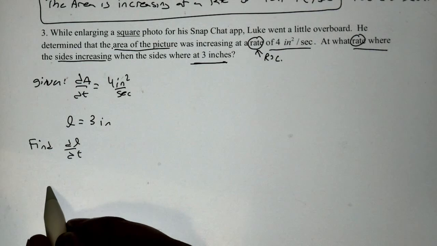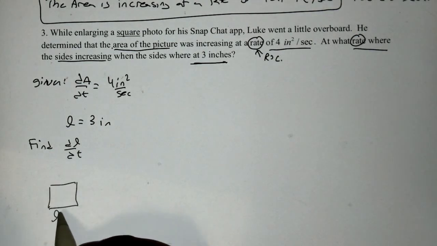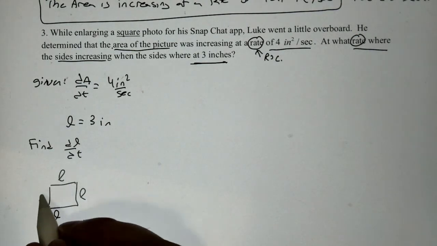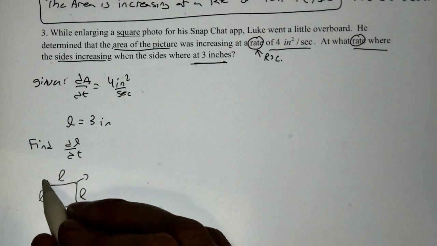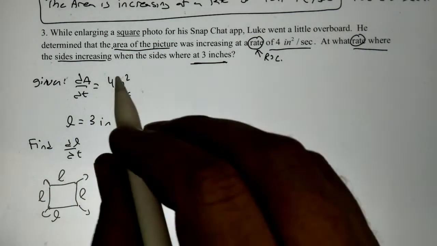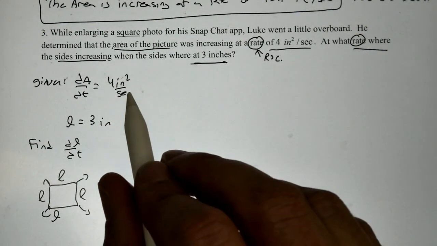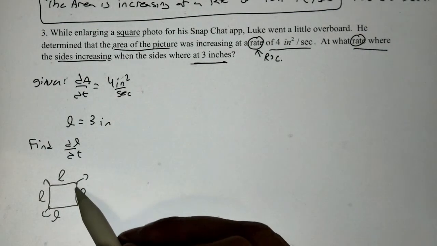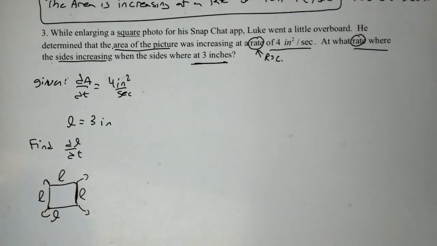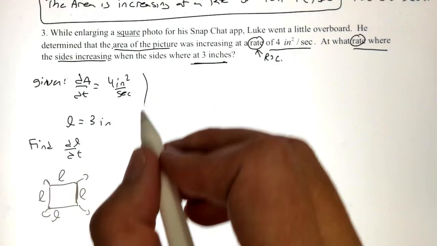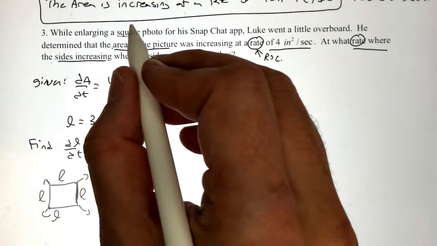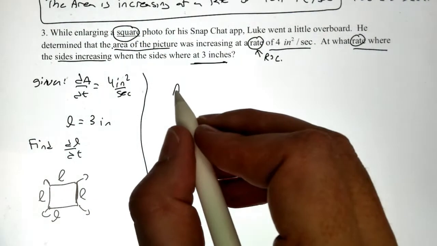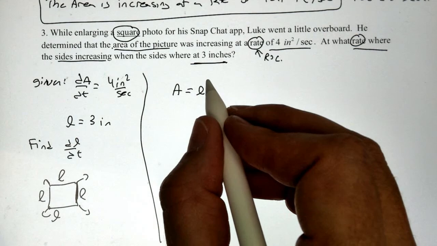Remember, we're talking about a square here. L, L, L, L. So what's happening is this picture is blowing up here. And at a certain given time, the area is increasing by 4 inches squared per second. We want to find out what these sides are increasing by at that exact moment. So we have to come up with an equation that has area, sides, and the square. Of course, that's the area of a square. Area is length squared.